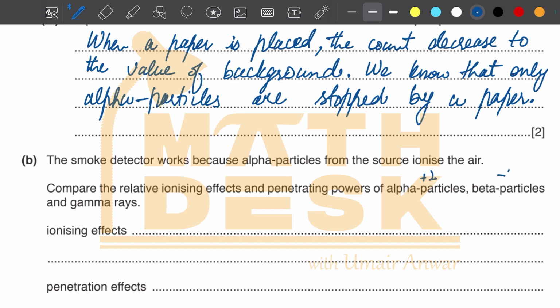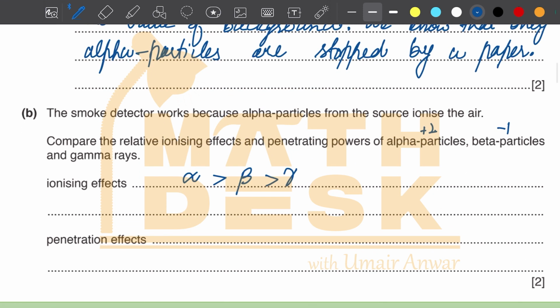Beta particles have half of the charge, -1, so their ionizing effect is lesser. And gamma rays are neutral, so they have the least ionizing effect. So I'm writing alpha: the effect of alpha is larger than the effect of beta, and the least effect is shown by the gamma.